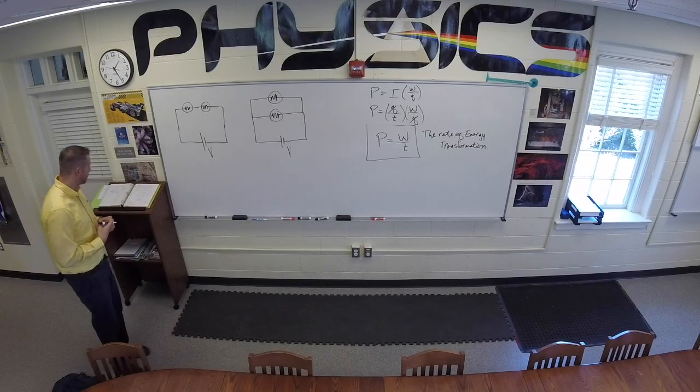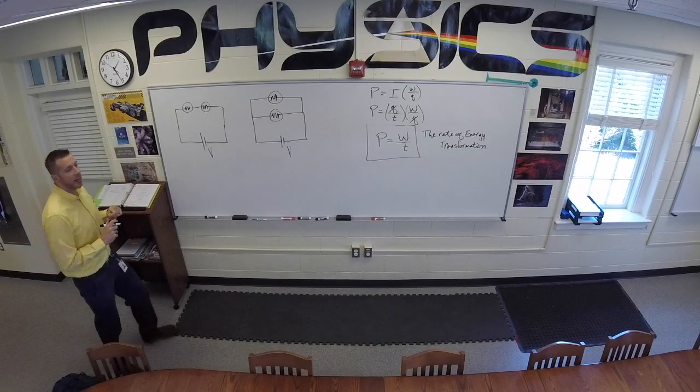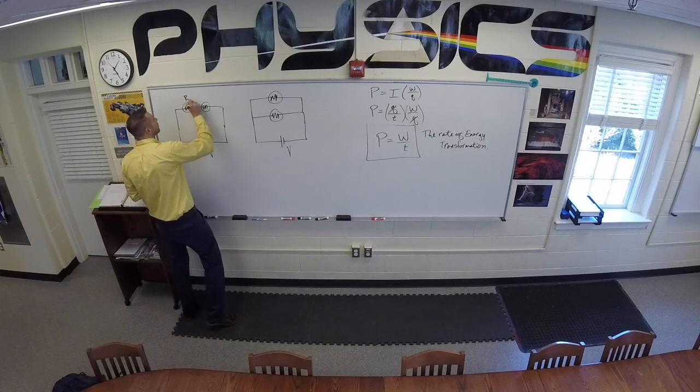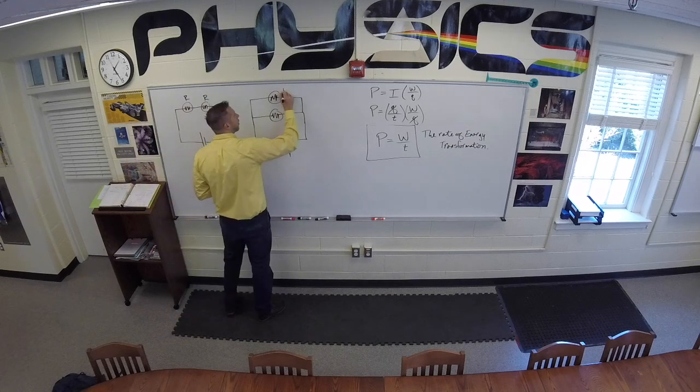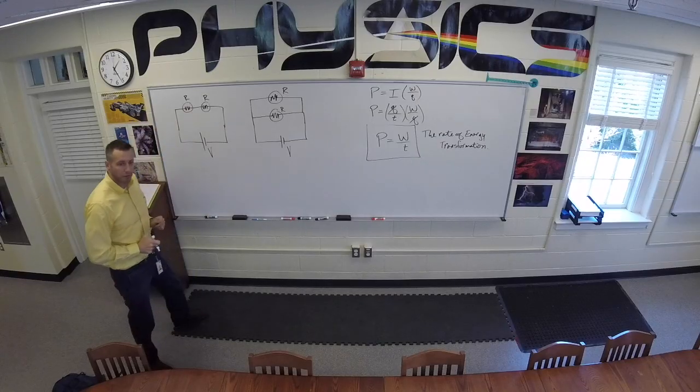All right, one thing at a time. So I've got 4 light bulbs, assume they are all resistance R. I've got 2 batteries, assume they are both voltage V.